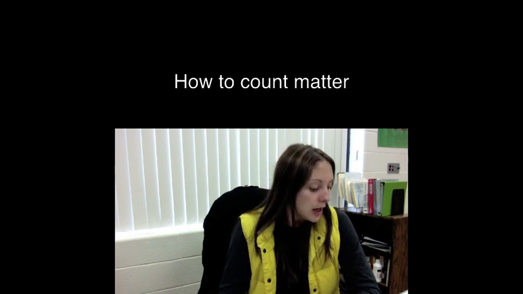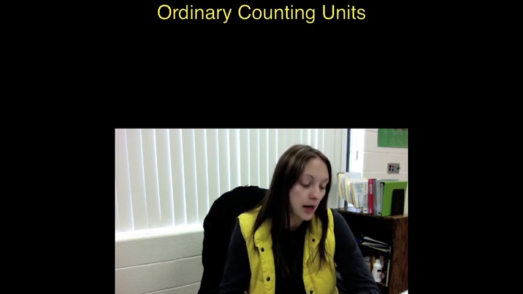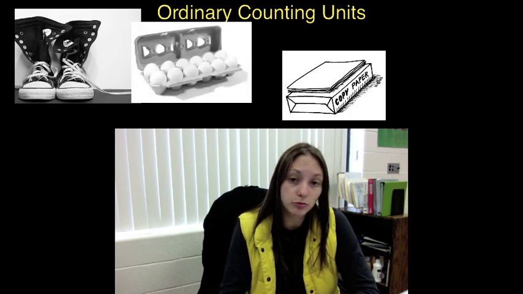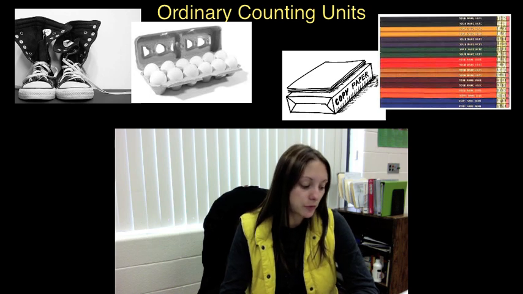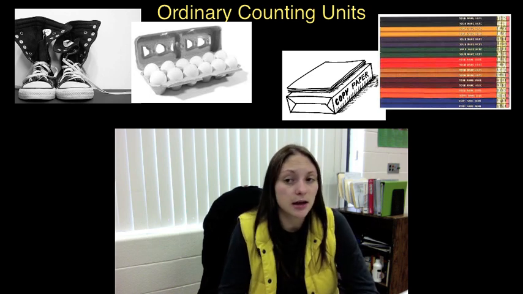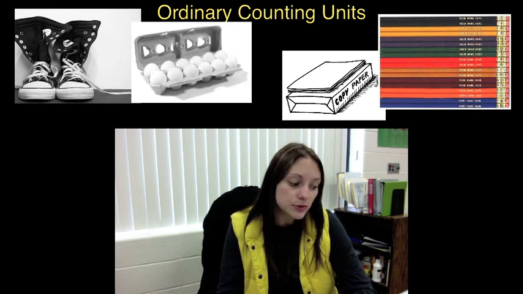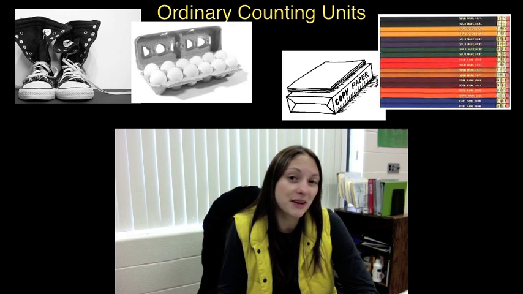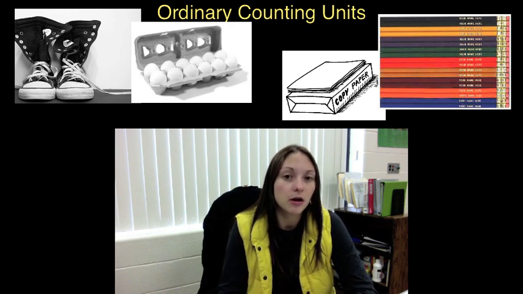Okay? Well, to look at this, we're going to look at some ordinary examples of counting units. You can have things like a pair, or a dozen, or a ream, or a gross. So I can have a pair of boots, a pair of eggs, a dozen eggs, a dozen boots. I can have a ream of paper, or a gross of pencils, or a gross of paper.